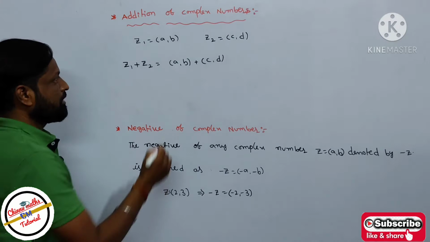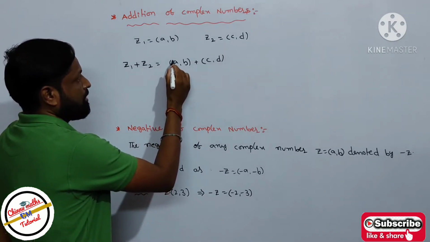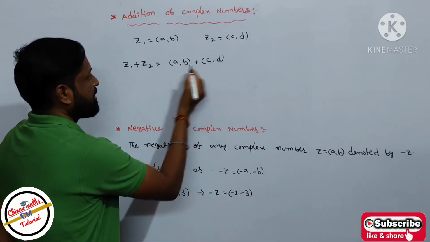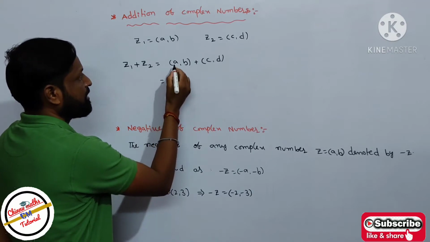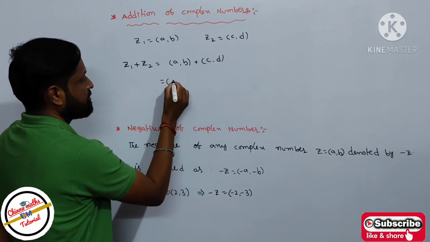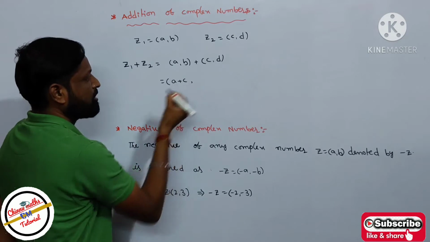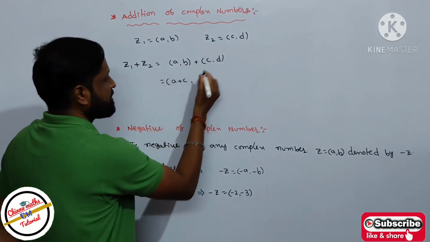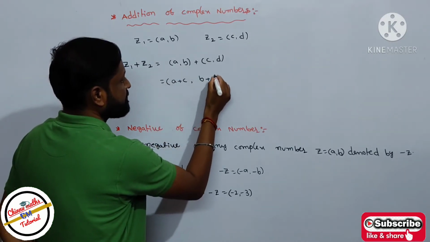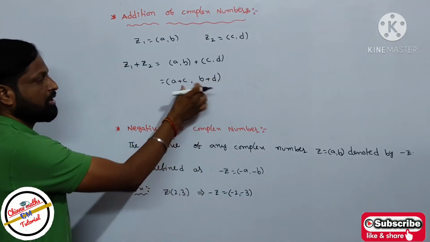So then if you are adding the real parts and adding the imaginary parts, what are the real parts? A and c. So adding the real parts, a plus c, and adding the imaginary parts, b plus d. So it is also an ordered pair.